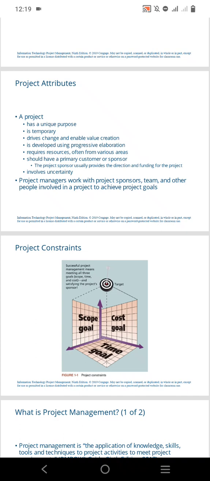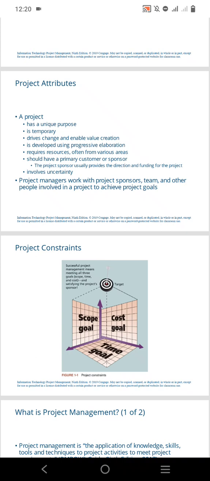And of course, a project requires resources, and these resources are often gotten from various areas. Also, a project should have a primary customer or sponsor. The project sponsor is the person that usually provides the direction and funding. That is the cost, the money that will be used to carry out that project. And of course, a project usually involves uncertainty. There are uncertainties when a project is being carried out.